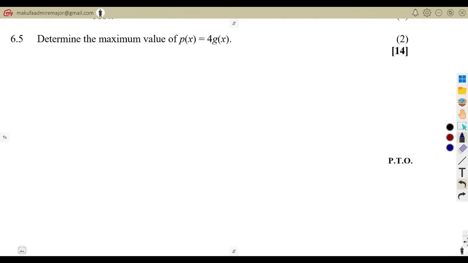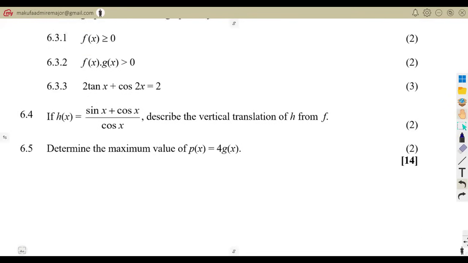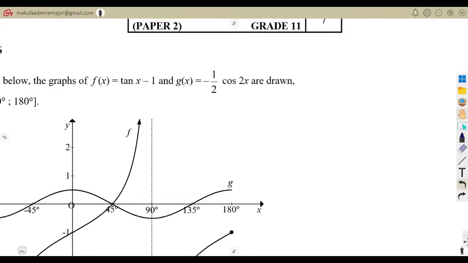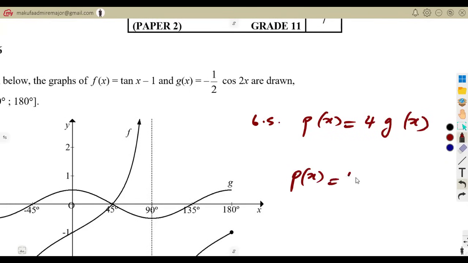All right, 6.5, you are given that, determine the maximum value of p(x) if p(x) is 4 g(x). If p(x) is 4 g(x). All right, so let's consider this. If p of x is equal to 4 g(x), what will be the maximum value? Let's determine p(x), because we have the g(x). What is our g(x)? This is our g(x). Substitute there, 4 times g(x). That is minus half cos of 2x like this. All right, we multiply this. 4 times minus half, yes, that's a minus 2. So that's minus 2 cos 2x.